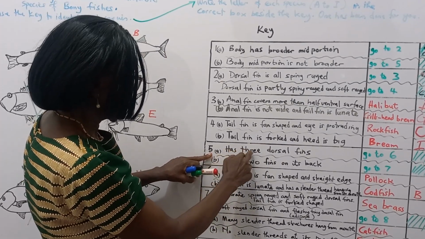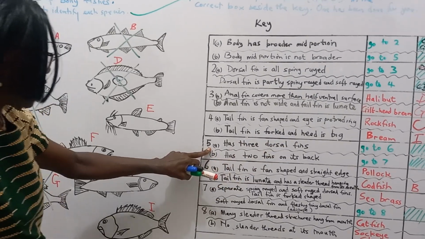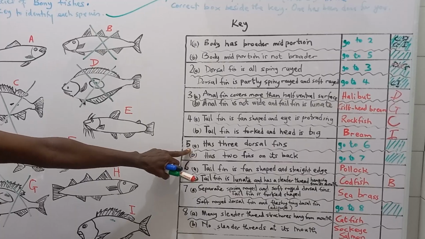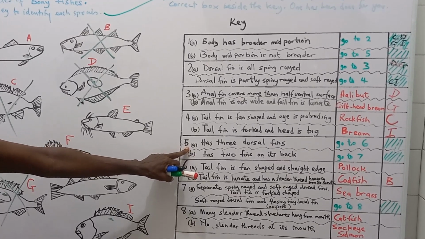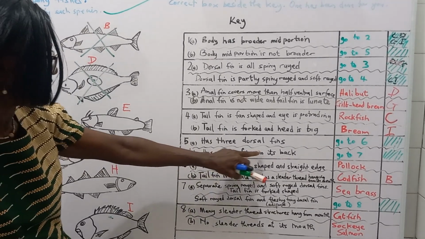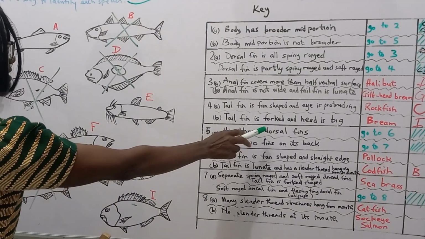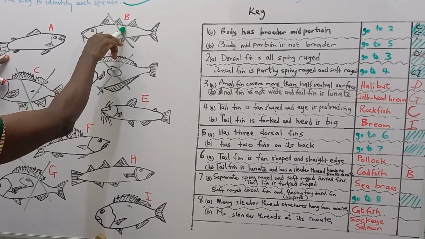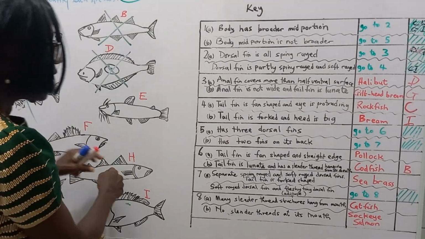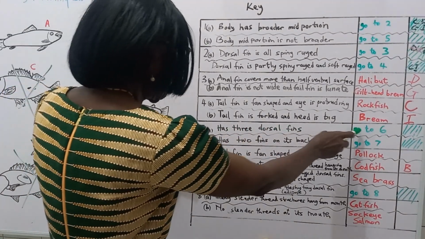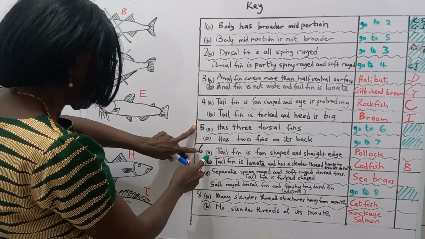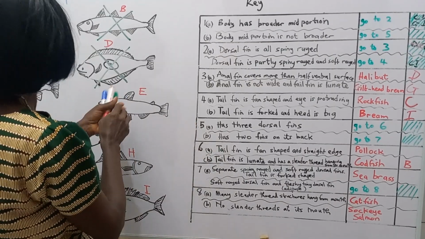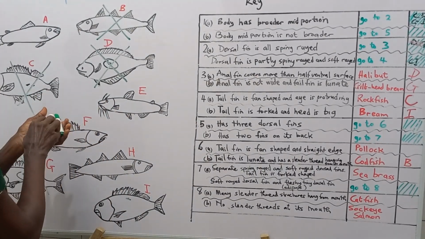5, "fish has 3 dorsal fins." So we look through: "fish has 3 dorsal fins" and "fish has 2 fins on its back." Fish has 3 dorsal fins. We have B here, which has been given to us already, and we have H. So here, fish has 3 dorsal fins, you are supposed to go to 6. So we come to 6, and these are the fishes that have 3 dorsal fins.